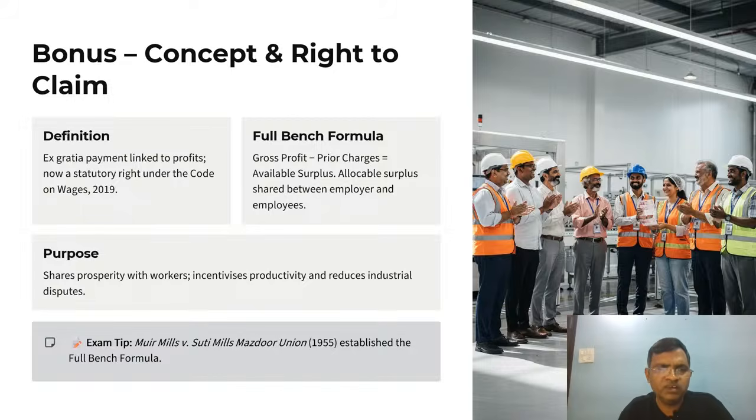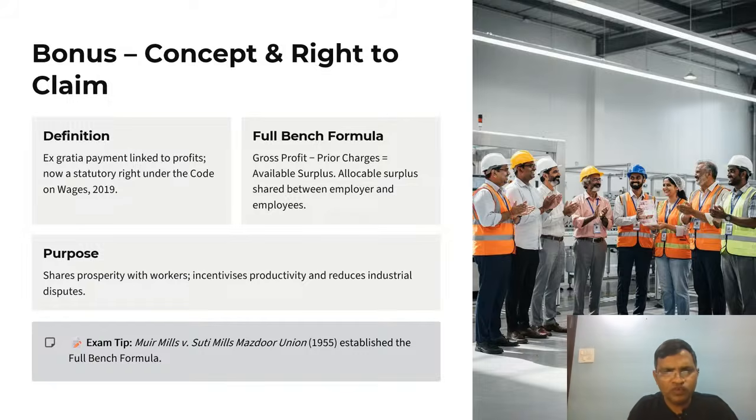So what is the definition? Like an ex gratia payment linked to the profits. Now it is a statutory right under the Code on Wages 2019. So the bonus is a statutory right as per the Code on Wages 2019.